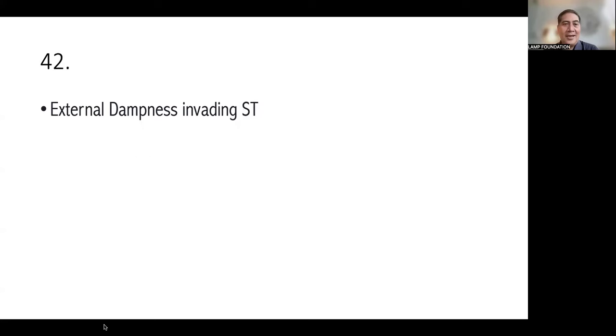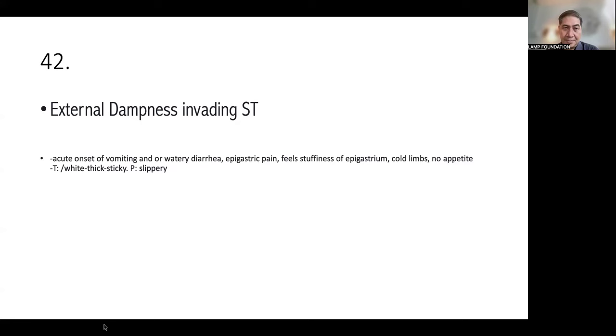Okay, what about external dampness invading the stomach? There's acute onset of vomiting and/or watery diarrhea without smell, epigastric pain, stuffiness of the epigastrium, cold limbs, no appetite. The tongue is white, thick and sticky. The pulse is slippery. Good.